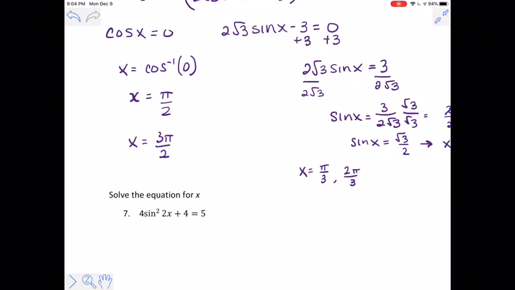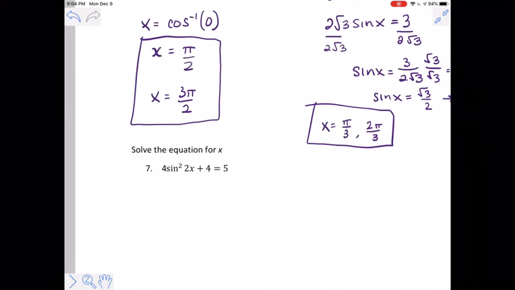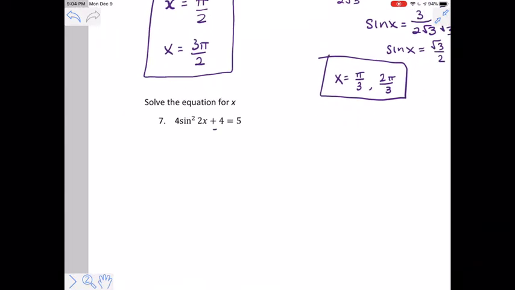So then we have 4 solutions there. X equals pi halves, 3 pi halves, pi thirds, and 2 pi thirds. Now for question 7, I'm going to try to get this expression there, that sine squared 2x, by itself. So I got to subtract 4. And then divide by 4.